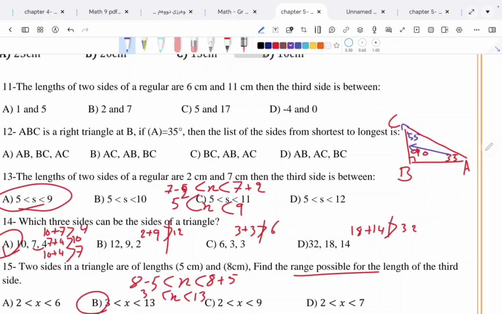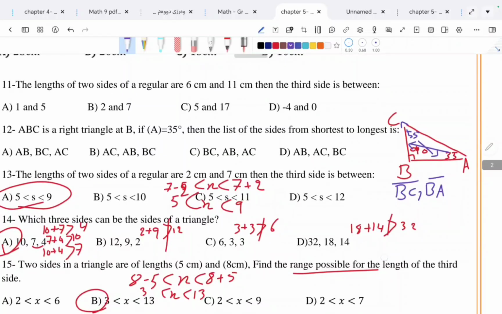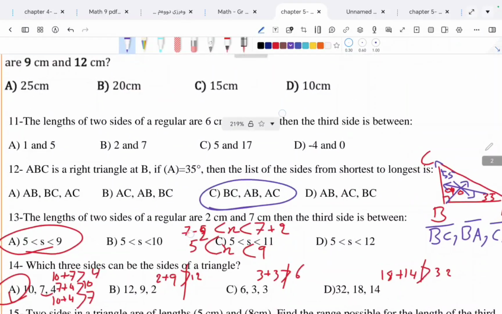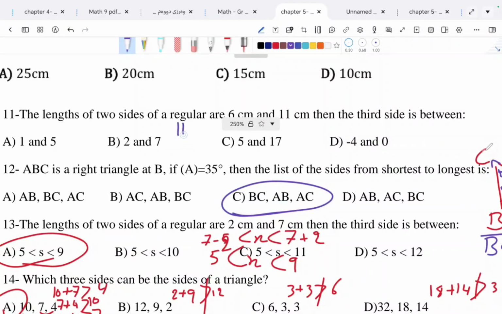35 is opposite to what? It's opposite to BC. So this one is the shortest side. Then we have 55, which is opposite to BA or AB. Okay? Then the last one, 90, it's opposite to what? It's opposite to CA. So which one is correct? C is correct.